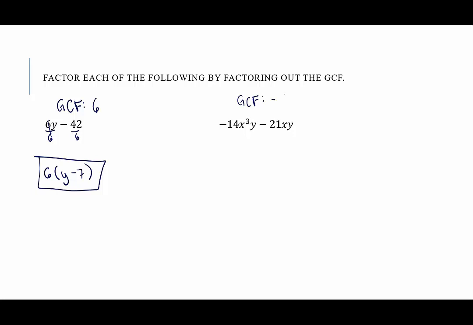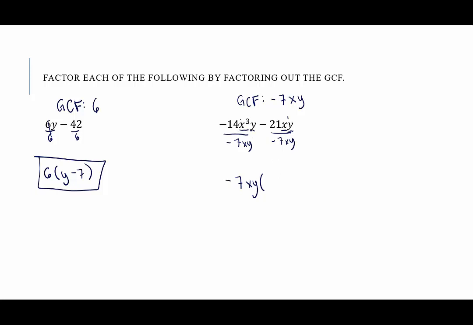14 and 21 are both divisible by 7. I have an x cubed and an x, so this would be x to the first. That would be the smaller of the two bases x, so I'm going to factor out an x, and then they both have y to the first, so y is part of the GCF. I'm going to divide each of these by the GCF, negative 7xy, negative 7xy, and then I put the GCF in front, and when I divide, I put the leftovers inside the parentheses.